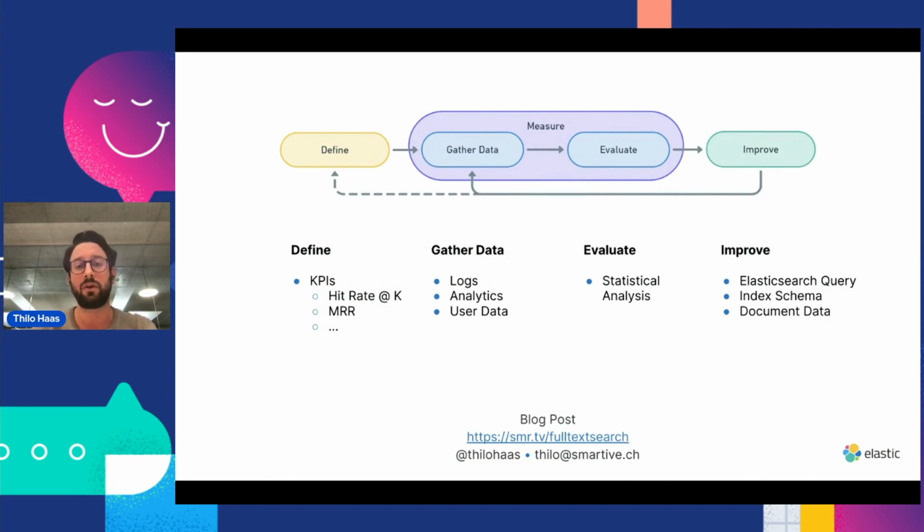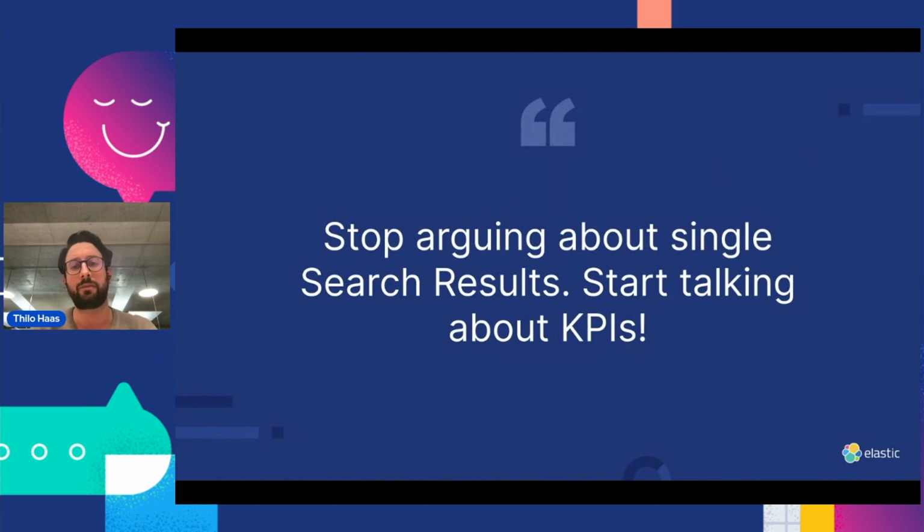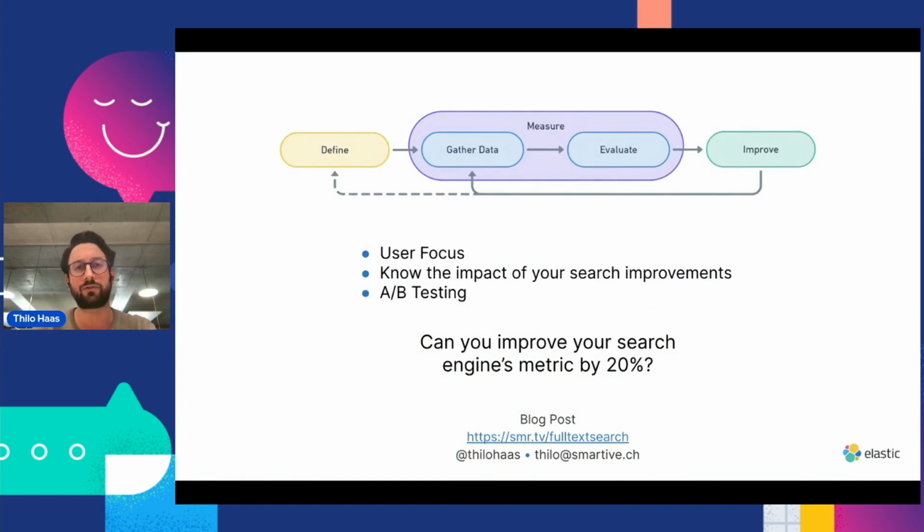An in-depth view of all the process details can be found in my blog post on smr.tv/full-text-search. So stop arguing about single search results and start talking about KPIs. With that, we have a real user focus and you know the impact of your search experience and improvements. You can also use it for A/B testing.